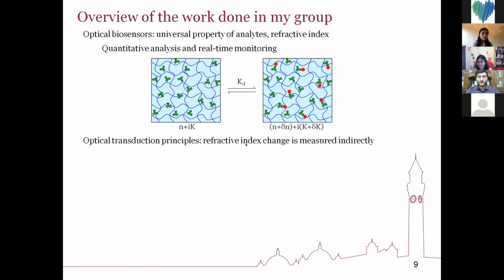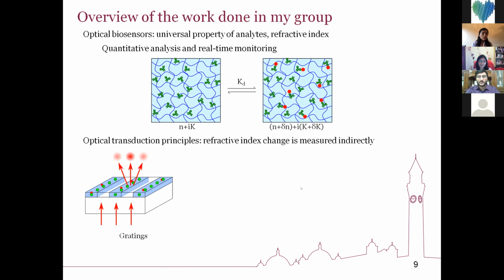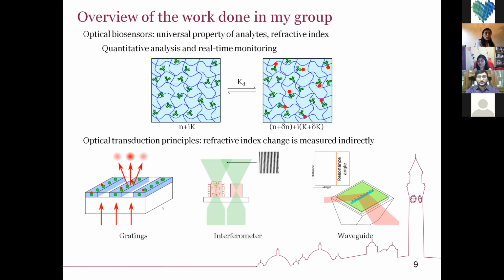But we cannot measure refractive index change directly. We need to have some form of converting it to a measurable signal. And for this, we need to use different types of transducers. So we work on 3 different types in my group, but in the interest of time, I will only touch on grating-based sensors.